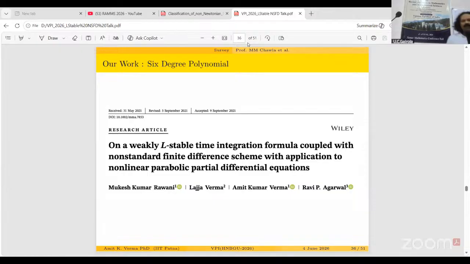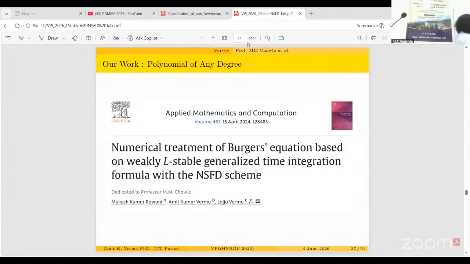Further, we increased the accuracy to any order. So this is a recent paper, 2024. This is for any order. We have given a general formula. You change the polynomial, you get a formula, and then the procedure is given. So this is all. With this I stop.